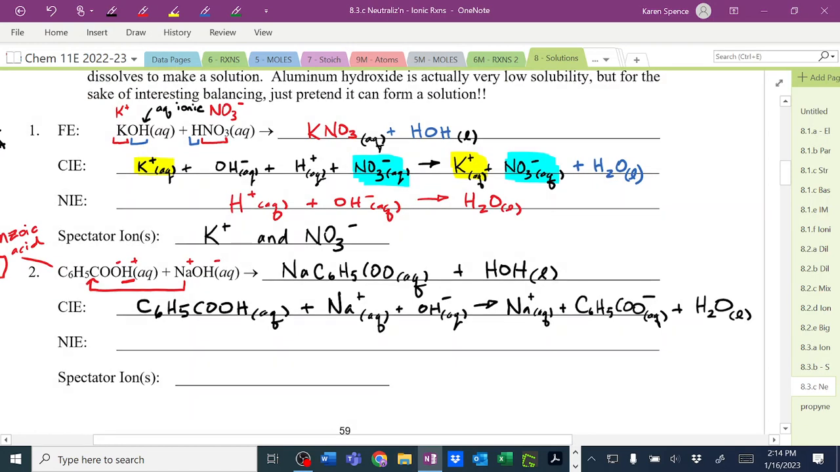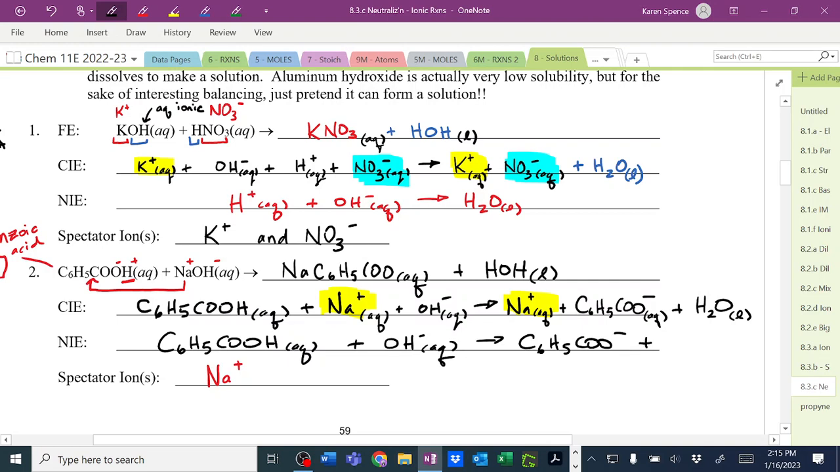Do we have any spectator ions? We have sodium. Just sodium this time. So our overall net ionic reaction then would just be C6H5COOH plus the OH minus. And then we would end up with C6H5COO minus plus H2O liquid.